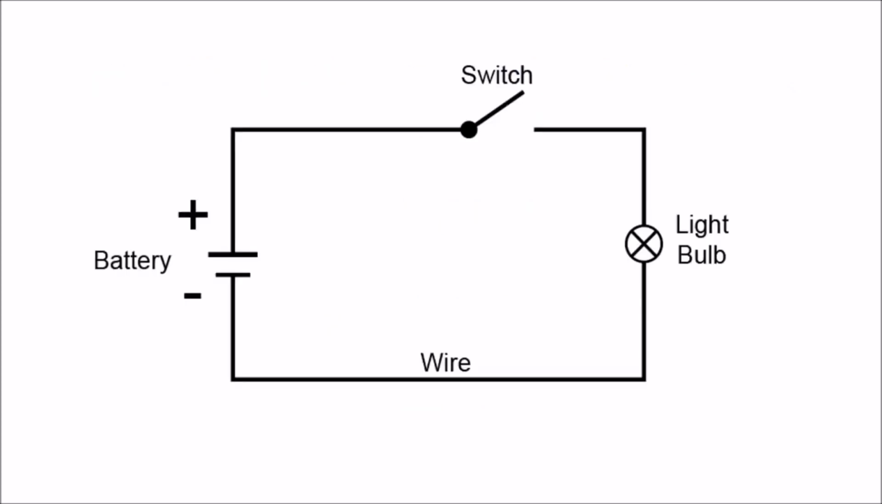This is very simple circuit, and we know this is an open circuit. Simple circuit contains battery with a positive and negative terminal, wire, that is conducting wire, bulb and switch. Consider the switch is closed. The switch is closed. When switch is closed, automatically bulb glows, isn't it? Why bulb glow? It is quite simple.